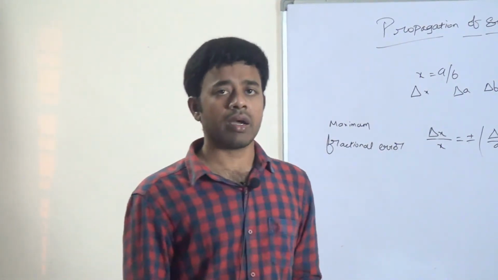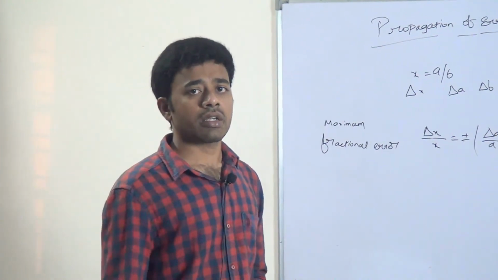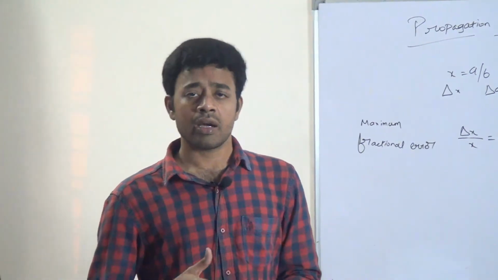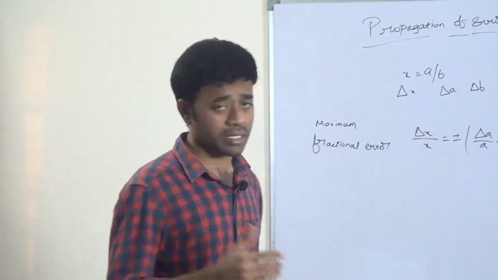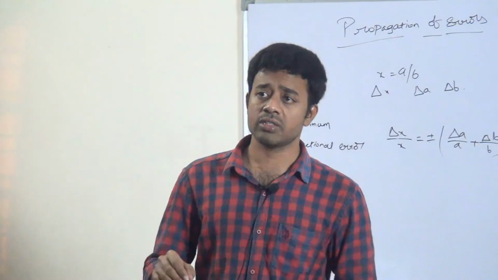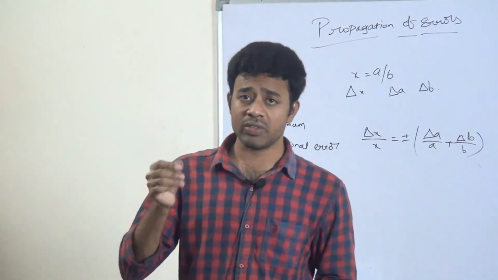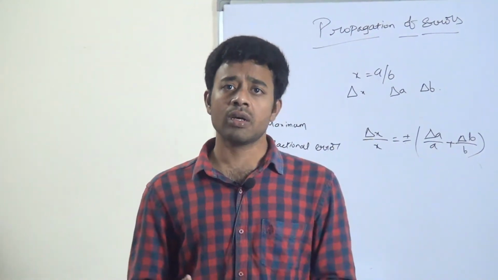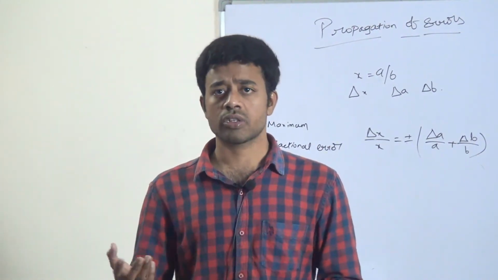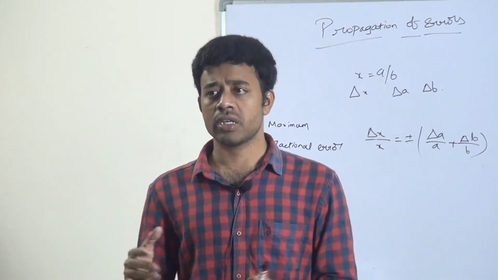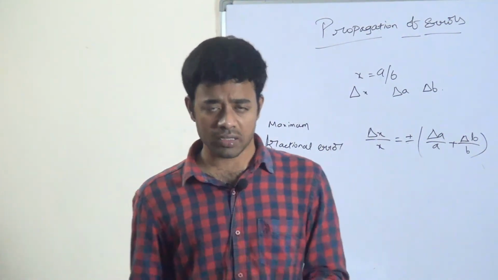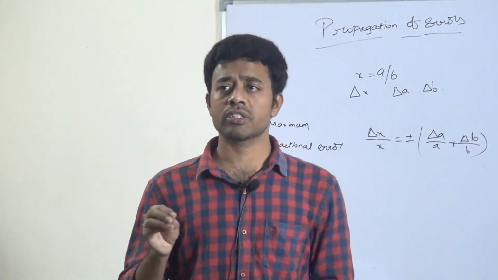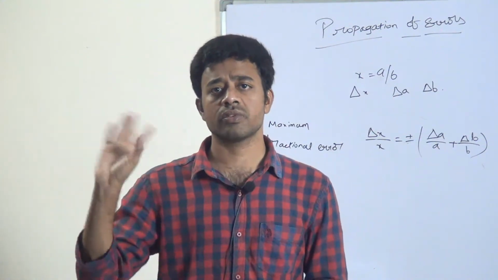So up to now we have seen that if any physical quantity is expressed in terms of the sum, difference, product or division of two other quantities, we can find the errors in this manner. But what happens if any physical quantity is in terms of the power of another physical quantity?